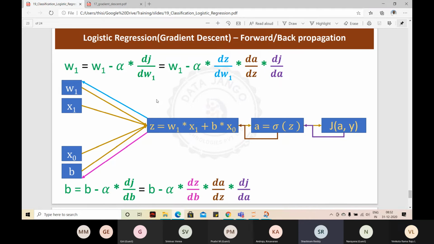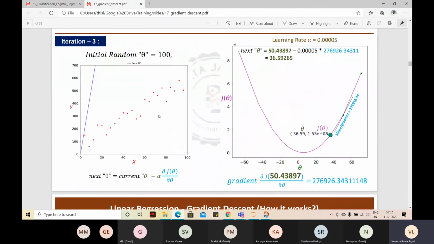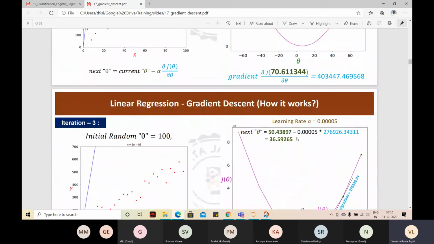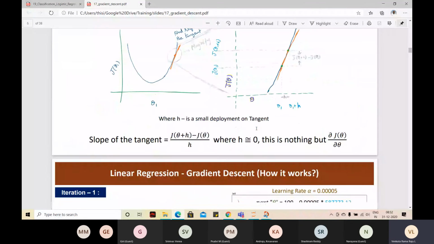I think I got the forward propagation, but backward propagation. See, it is simple. Whatever is happening in linear regression gradient descent, the same thing is happening in logistic regression also. Only the derivative calculation became complex. That's it. Did you understand this one?